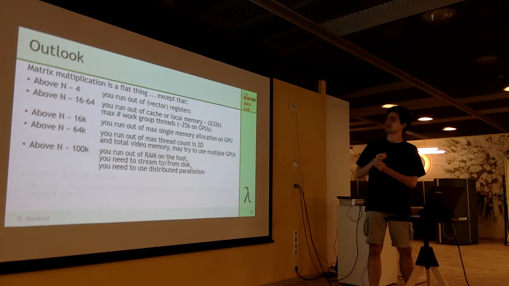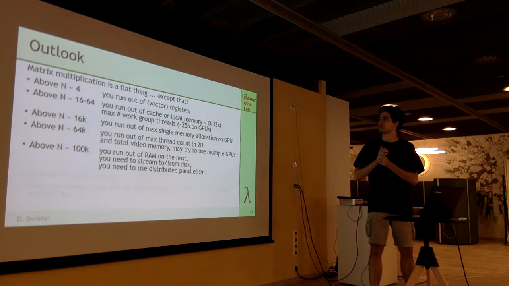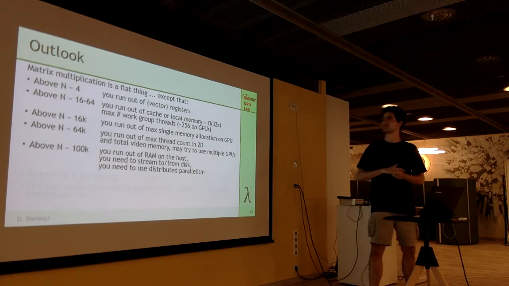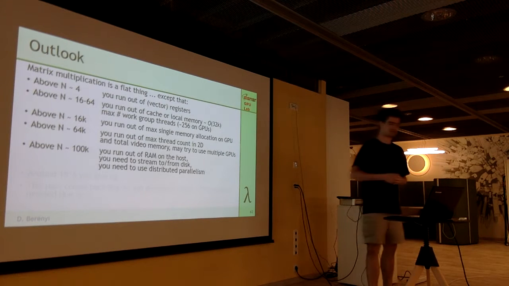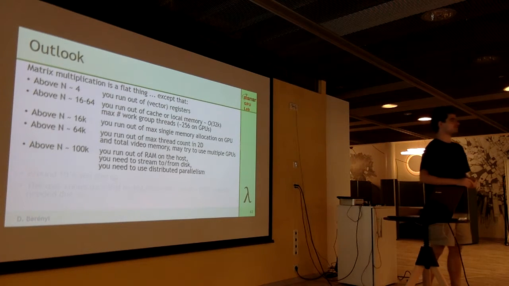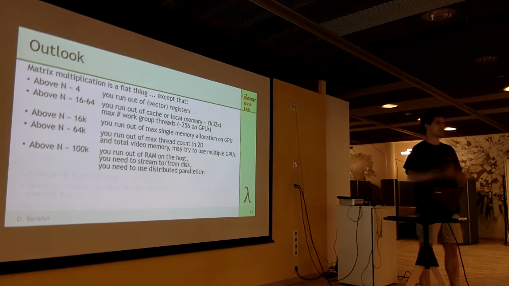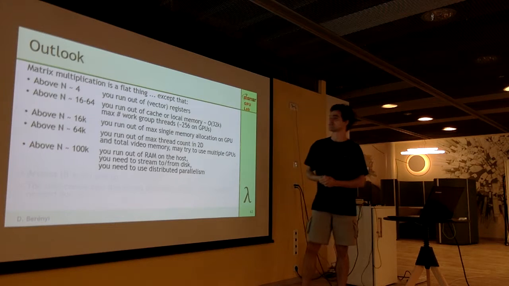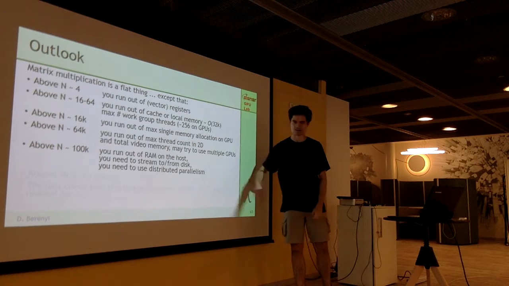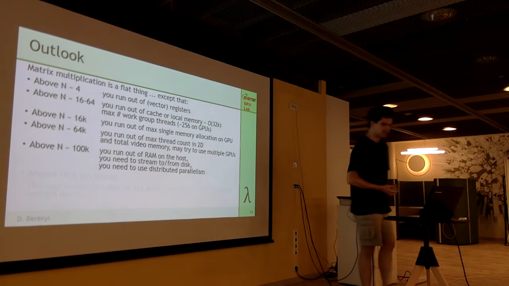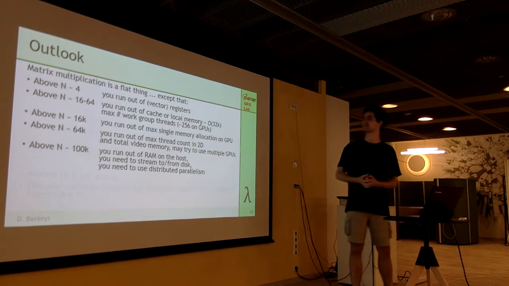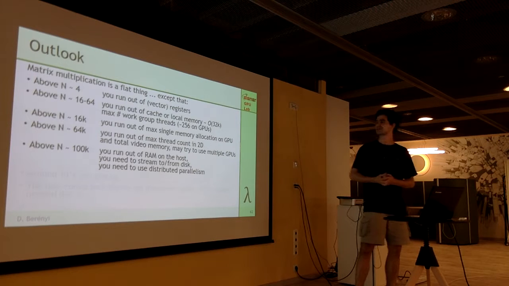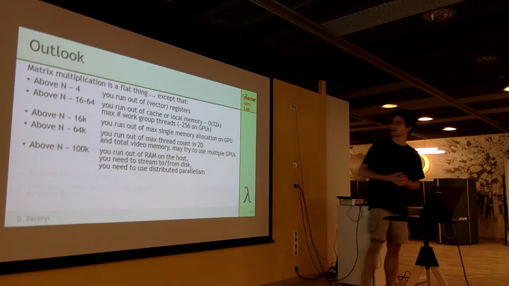Now, around n equals 16 and 64, you run out of cache or local memory or whatever it is called on your architecture. It is at most, say, a few kilobytes. This is the fastest memory that is nearest to the registers. And on GPUs, you are going to run out of workgroup threads where synchronization is possible and cheap. It is around 256. Next step, at n equals 16,000, you run out of the maximum single allocation on the GPU.